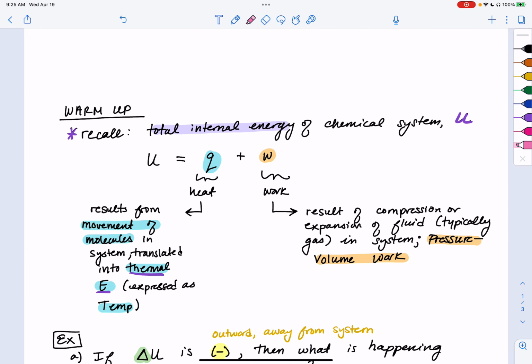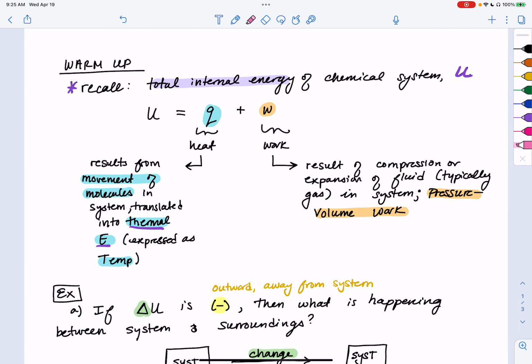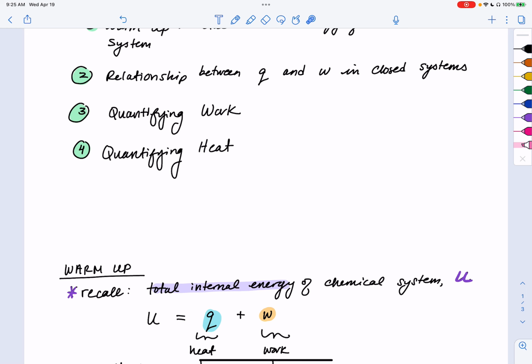So in our next video, we are going to look a little bit more at the components of how we calculate total internal energy. So we're going to talk a little bit more about heat and work and their relationship, especially in some kind of closed system. And then we are going to look at the equations that allow us to calculate work, specifically pressure volume work, and calculate heat based on some kind of temperature change for a material. And that'll wrap us up for the day.